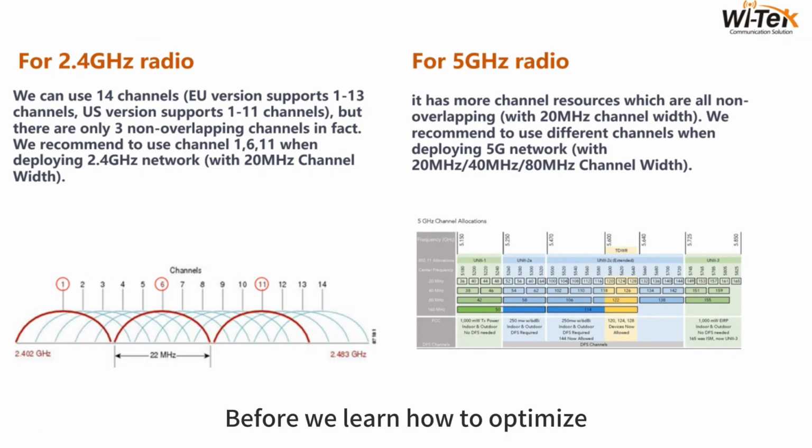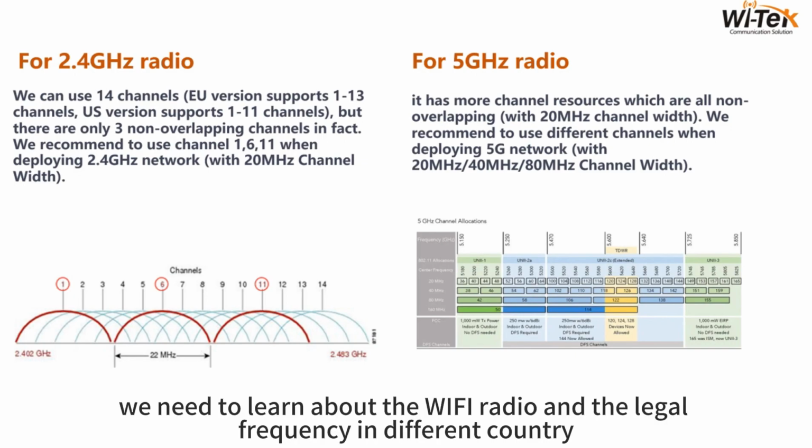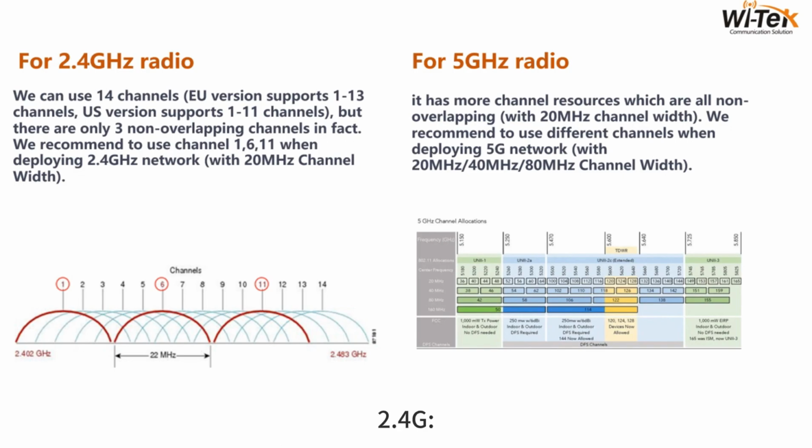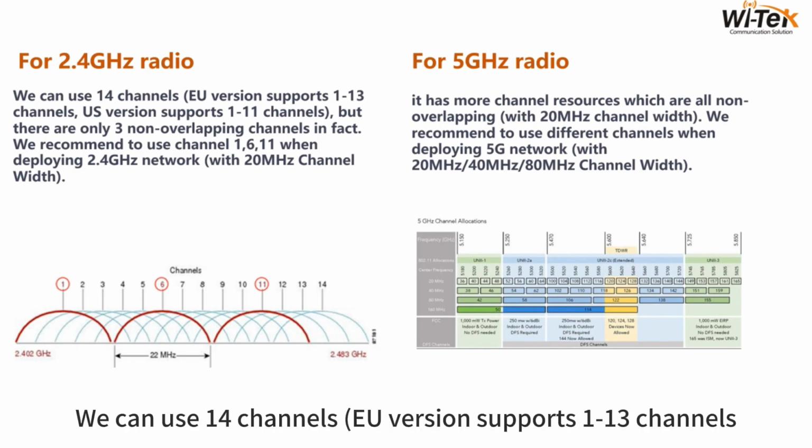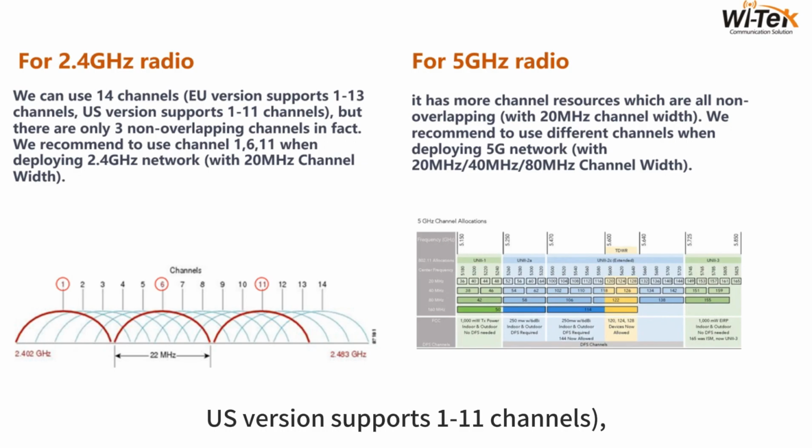Before we learn how to optimize, we need to learn about the Wi-Fi radio and the legal frequency in different countries. On 2.4G, we can use 14 channels. The EU version supports channels 1 to 13. The US version supports channels 1 to 11.